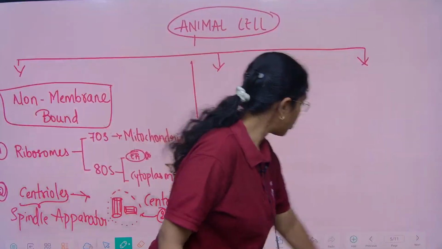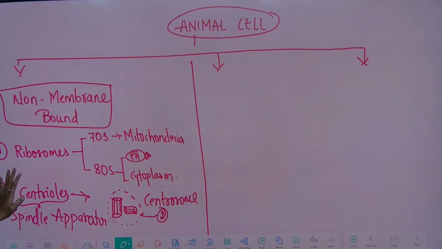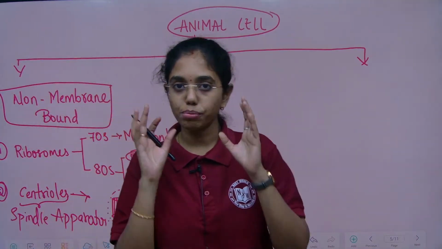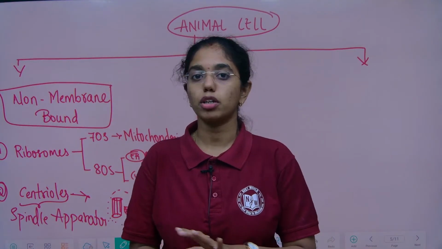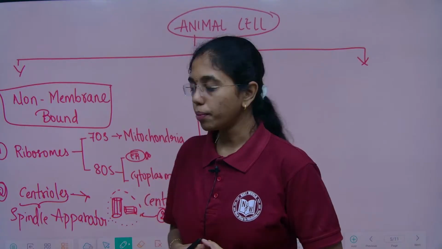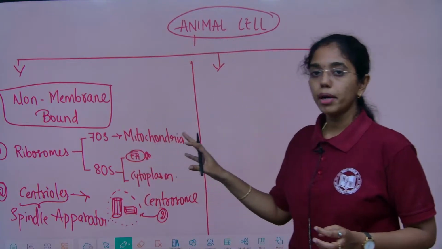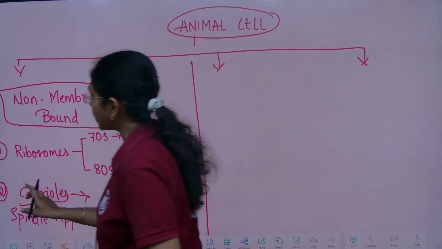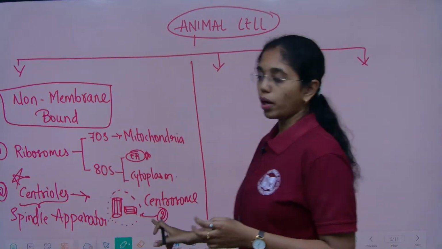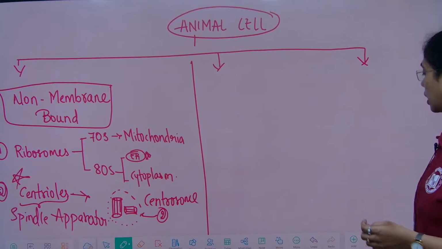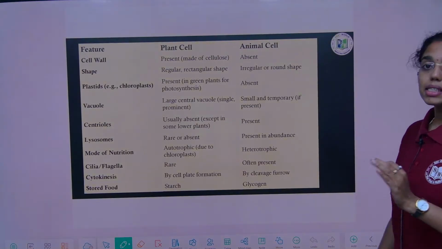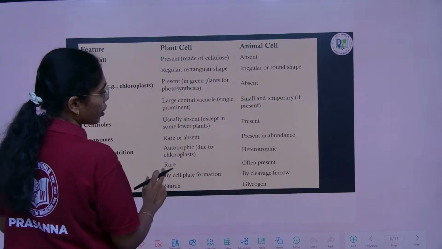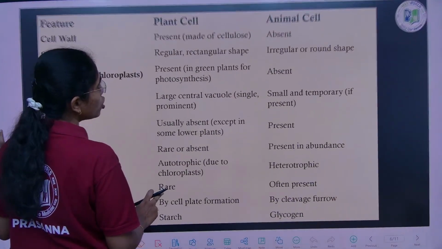The major point to remember is about centrioles. Centrioles are non-membrane bound organelles which you can observe only in the animal cell but not in a plant cell. In a plant cell the only non-membrane bound organelles are ribosomes. Quite a few times questions come on centrioles, so it is very important to remember. These are the major differences between a plant cell and an animal cell. Then we can move into the analysis of the cell wall.